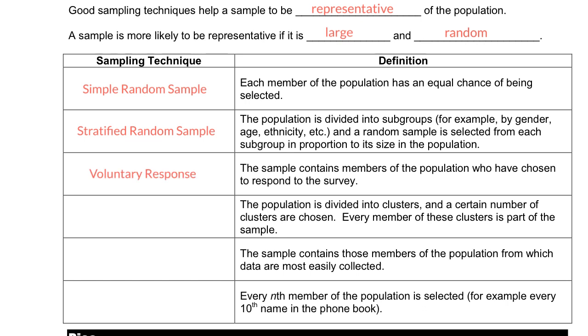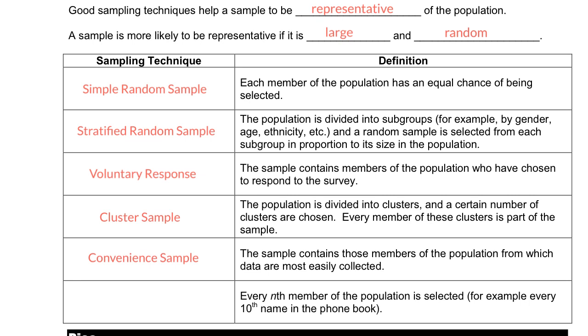Voluntary response is when the sample just has members of the population who have chosen to respond to the survey. So it's purely by choice. A cluster sample is when you divide the population into little clusters and you choose several clusters at random. Every member of the cluster is sampled.